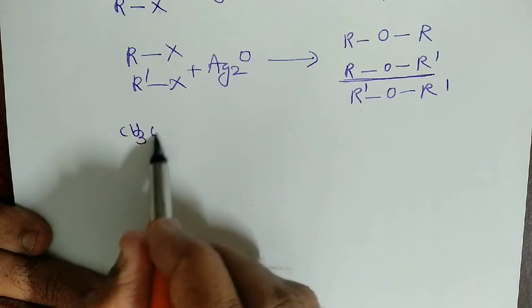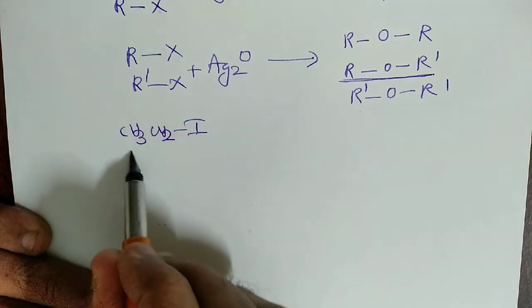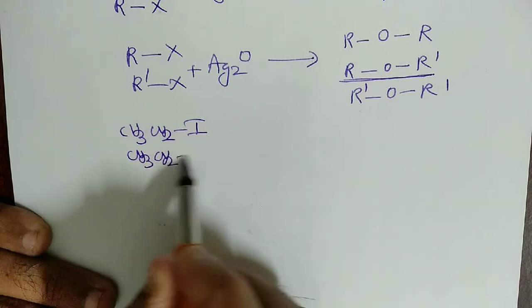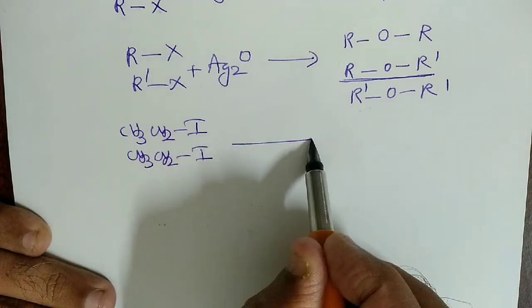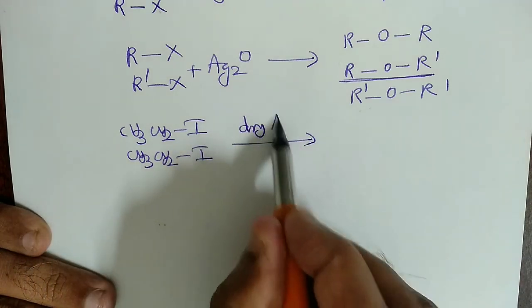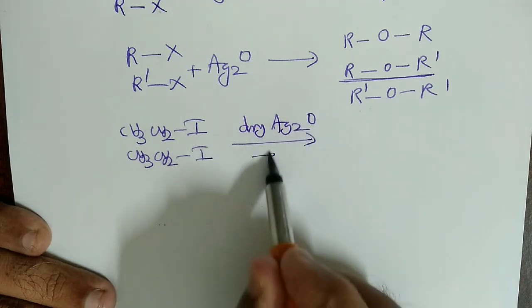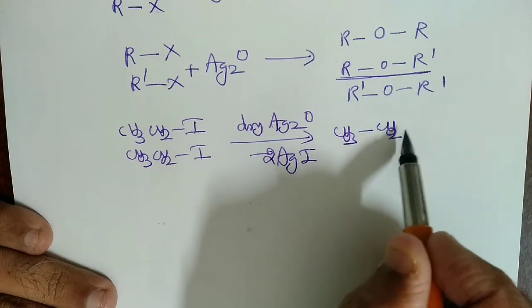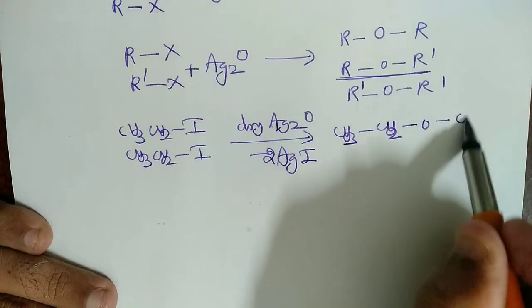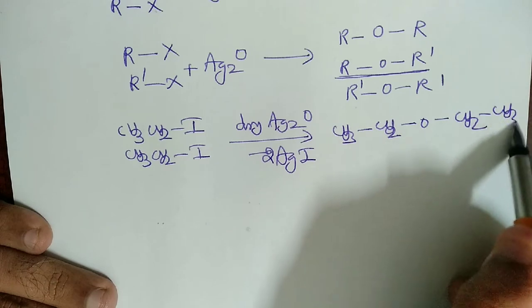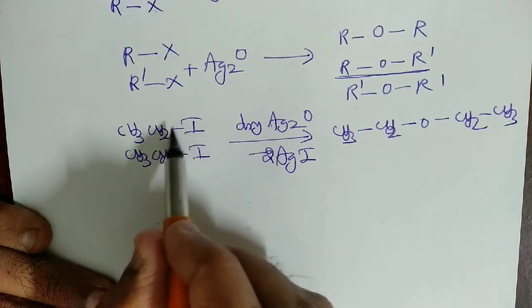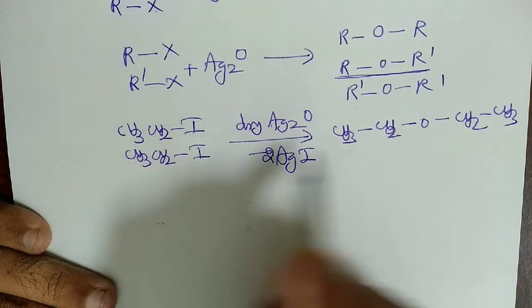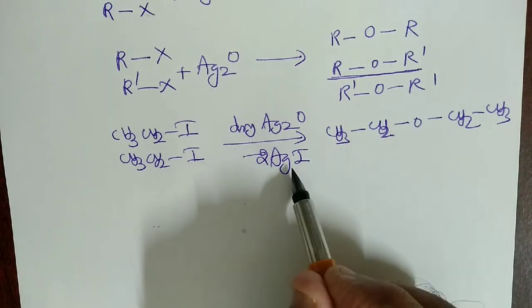As an example, ethyl iodide on treating with dry silver oxide gives ethoxyethane or diethyl ether. These two iodine atoms are removed as silver iodide.